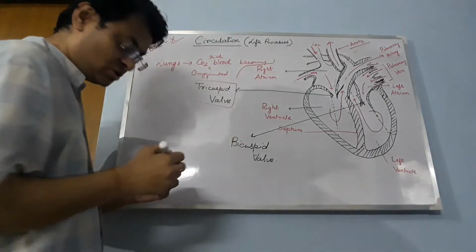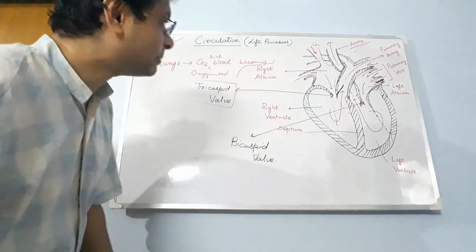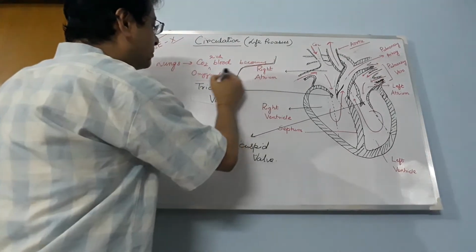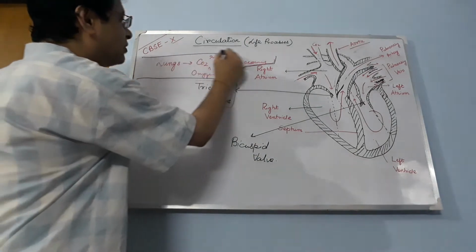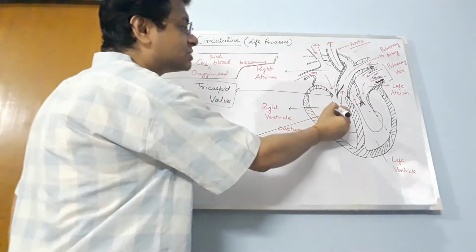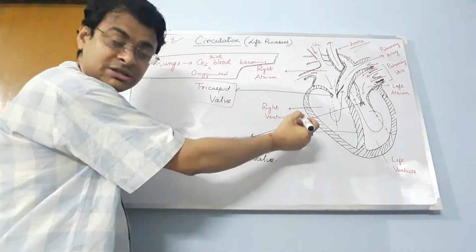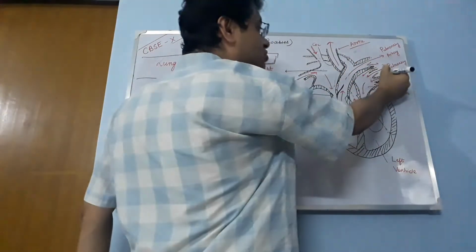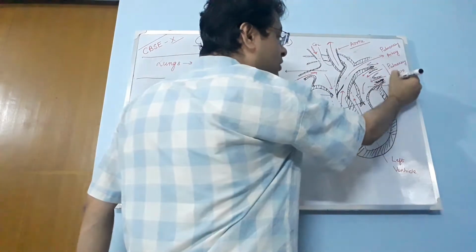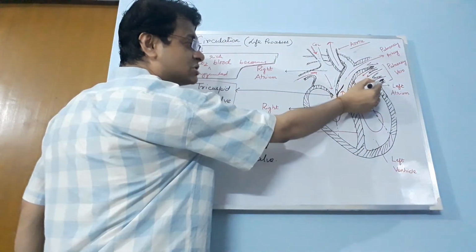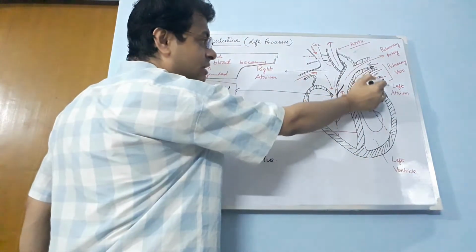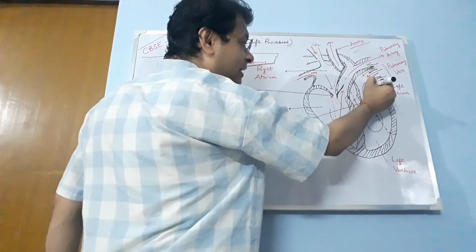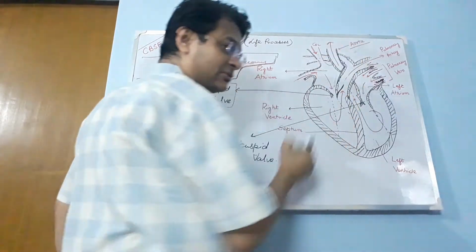So what happens? Through the pulmonary artery, the blood flows to the lungs, where the carbon dioxide rich blood gets oxygenated, and the oxygen rich blood again enters the heart through the pulmonary vein. You can see the 4 chambers of the pulmonary vein over here. So through the pulmonary vein, the blood enters the left atrium.